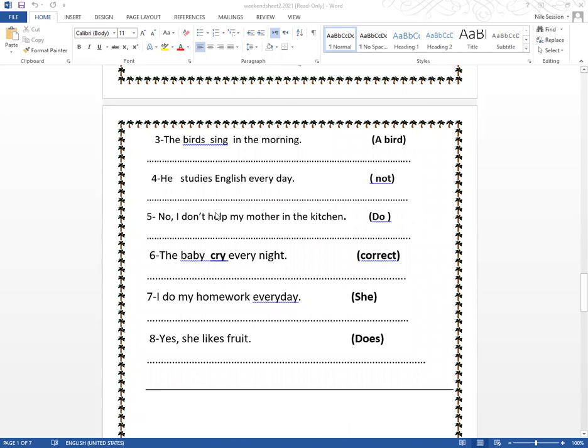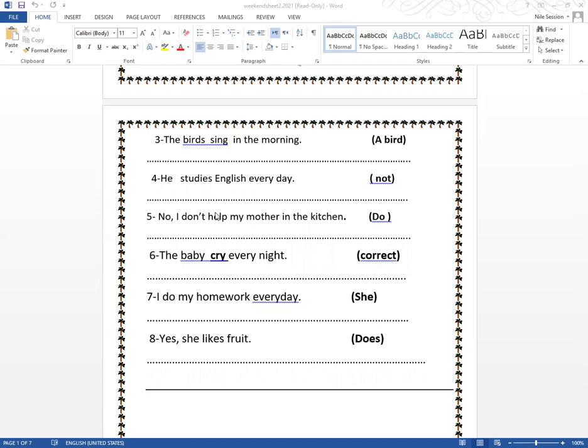Number 4: He studies English every day. So every day is a keyword of present simple. And I want to use not. So who will carry the not? He. So does will carry the not. So the answer will be: He doesn't study English every day. And don't forget to cross IES from the verb, as does will take the S from the verb.